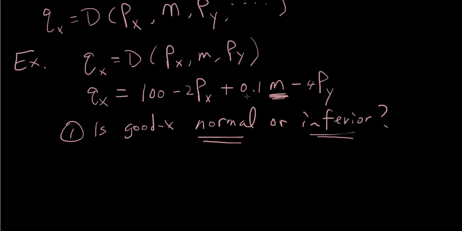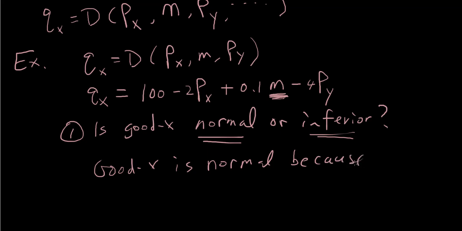Yes, it will increase, right? Because the coefficient in front of the income is 0.1, which is positive. So if this goes up, then QX will go up. In fact, you can even say further: a $1 increase in income will increase the demand for good X by 1/10 unit. So good X is a normal good, because as income goes up, the demand for the good goes up.